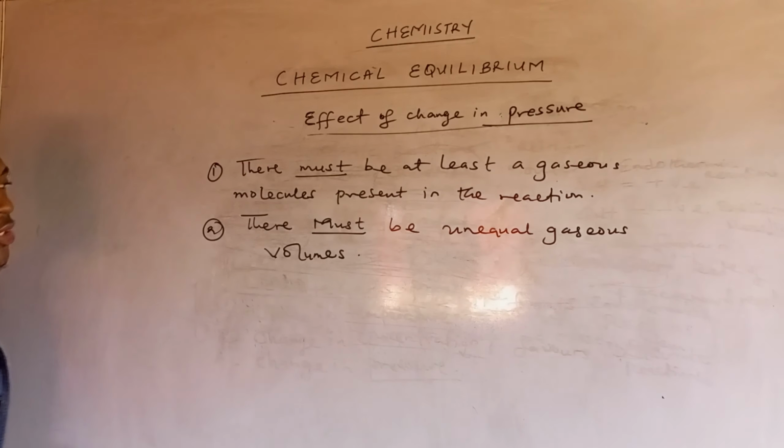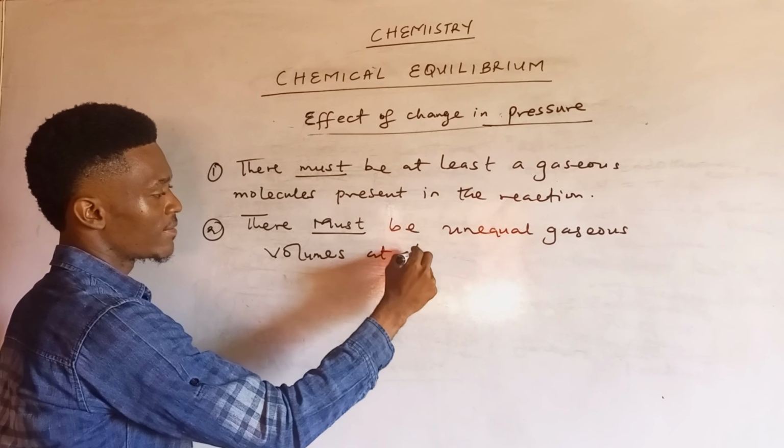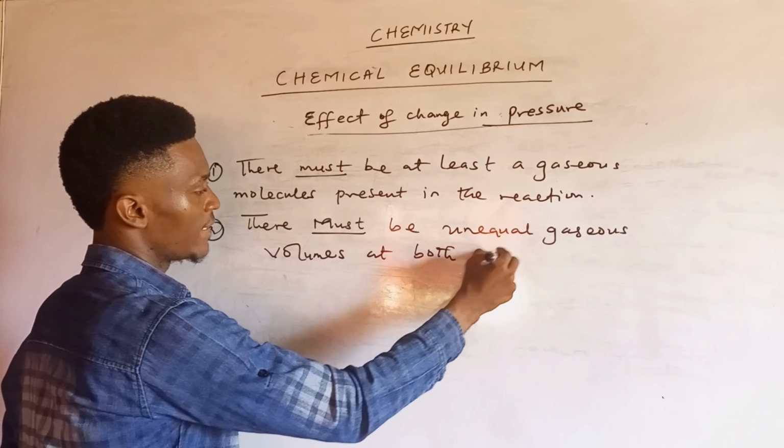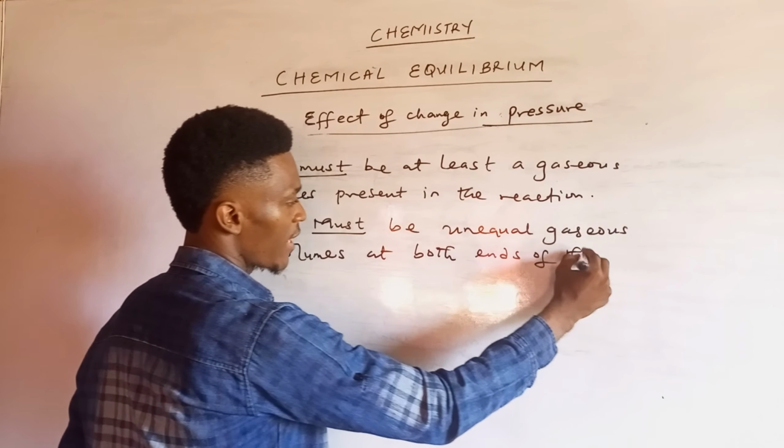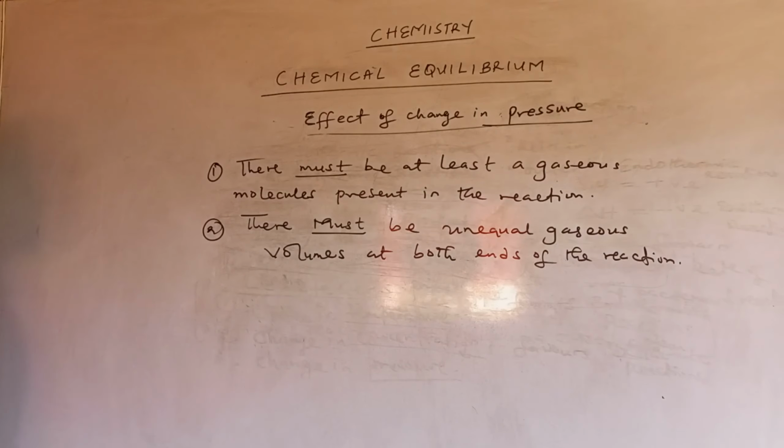There must be unequal gaseous volumes at both ends. Okay, let me just complete it. At both ends of the reaction. All right, there must be unequal gaseous volumes at both ends of the reaction.